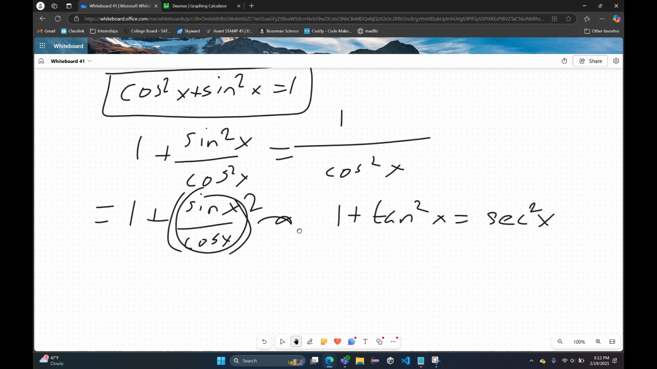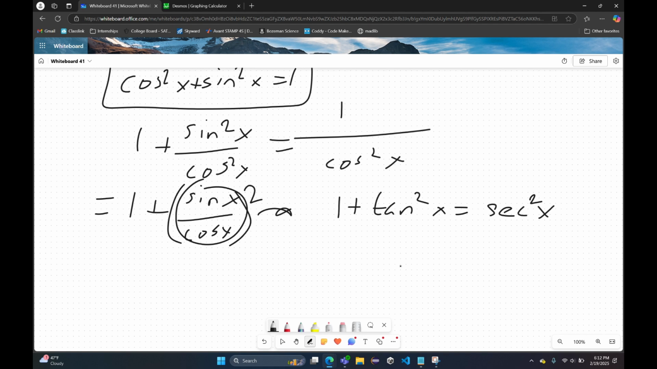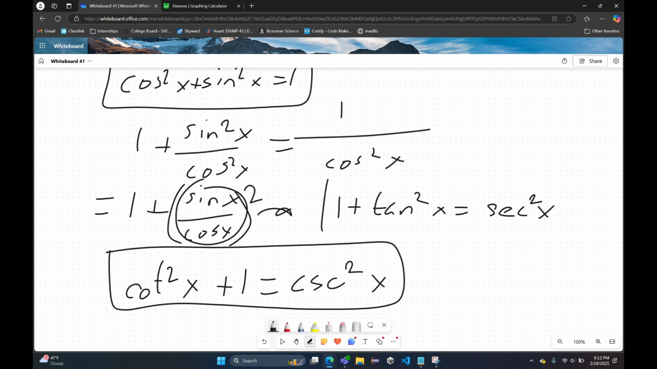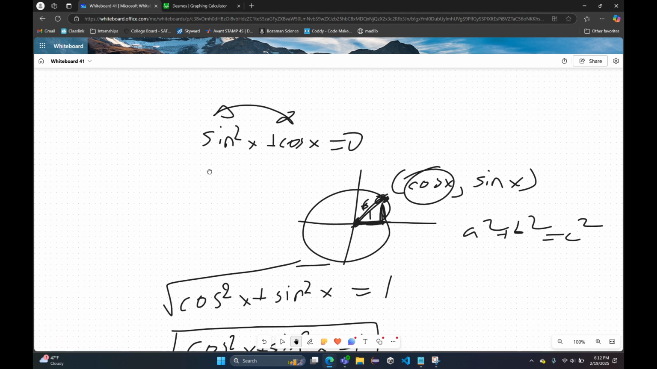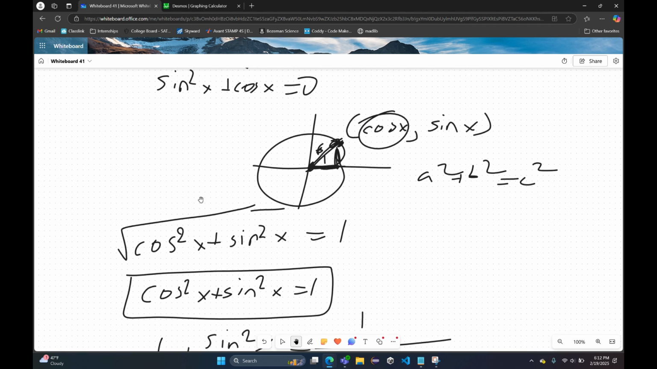And then finally, we have just one more. If we divide by sine squared of x, we get, in a similar way, cotangent squared x plus 1 equals cosecant squared of x. So these three are our main Pythagorean identities. And now let's see if we can apply this to the problem we were trying to solve earlier. If we move the cosine to this side, we know that sine squared is just going to be 1 minus cosine squared. So let's substitute that in here.